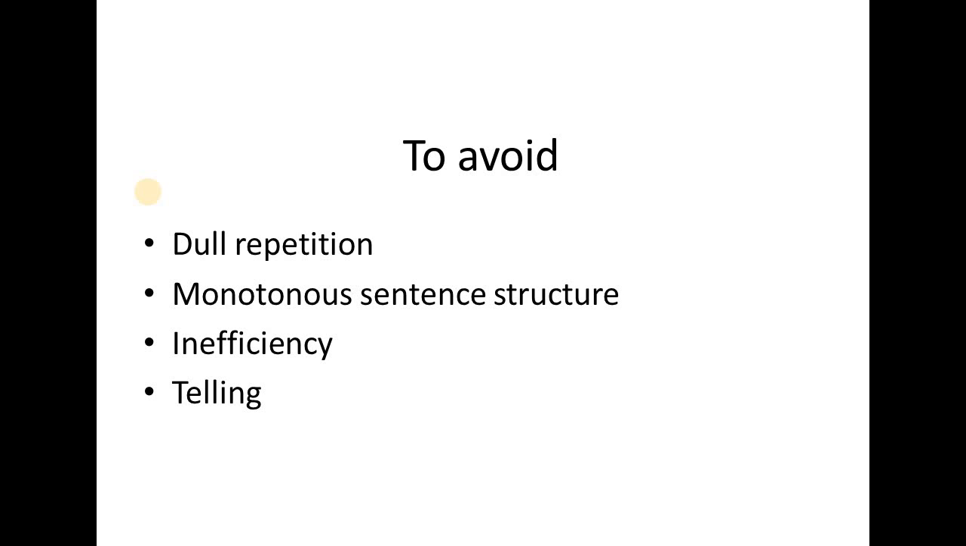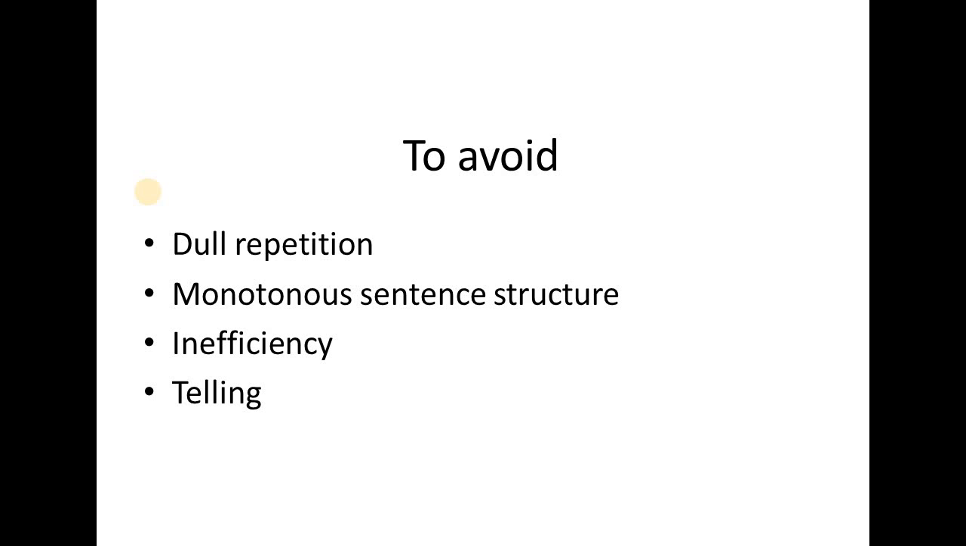Now, there are things for you to avoid when it comes to writing a good piece of narrative. The first one is the dull repetition. What I mean by this is the time when you keep on using the same vocabularies multiple times over and over again. This creates boredom for your readers. The second one, we have monotonous sentence structure. This is related to the previous explanation of mine, that ideally you combine basic, compound, and complex sentences to generate certain effects. Number 3, you have inefficiency.